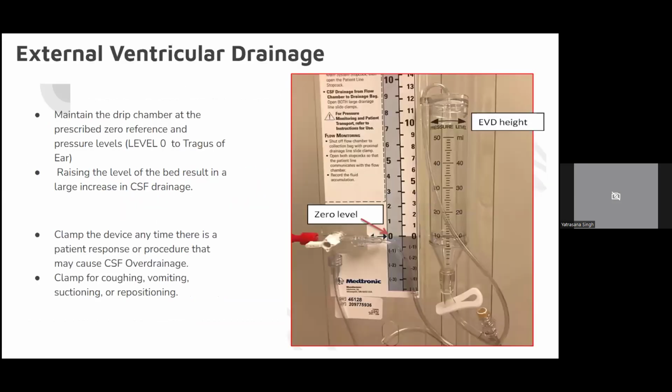With respect to the leveling of the device, the drip chamber must be maintained at the prescribed 0 reference and pressure levels, level 0 being at the tragus of the ear. Raising the level of the bed could result in a large increase in the drainage of cerebrospinal fluid. The device must be clamped if the patient needs a procedure or needs moving, and it can be clamped if the patient needs repositioning, is experiencing vomiting, coughing, or needs suctioning as well.